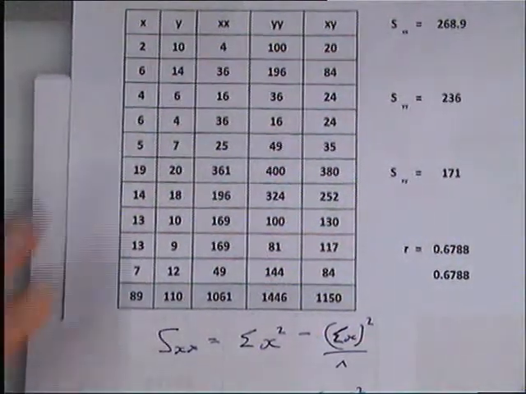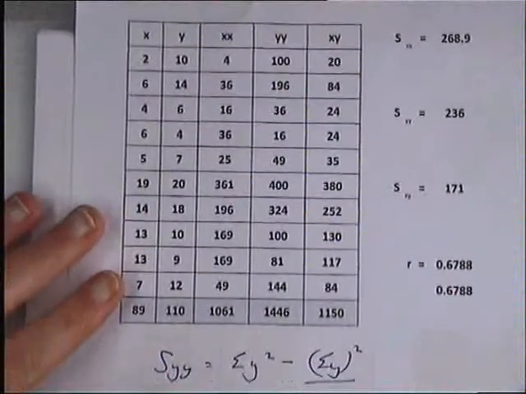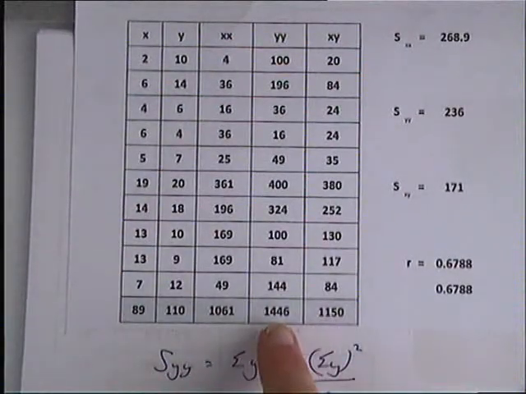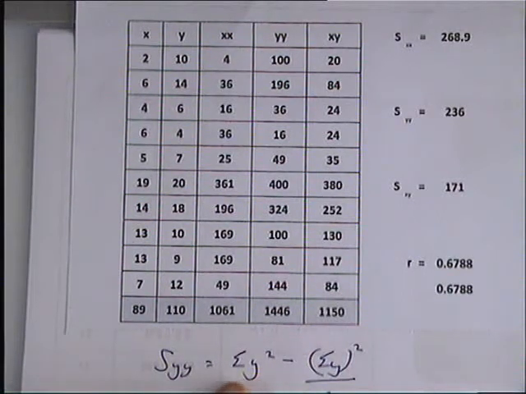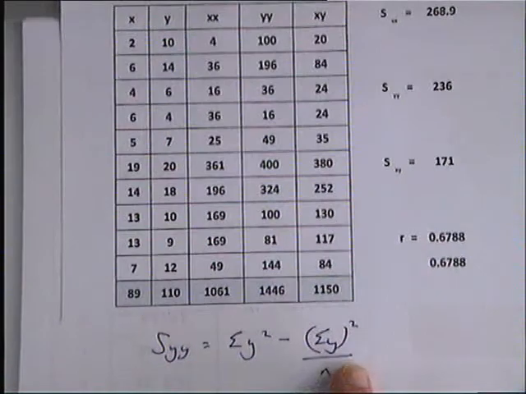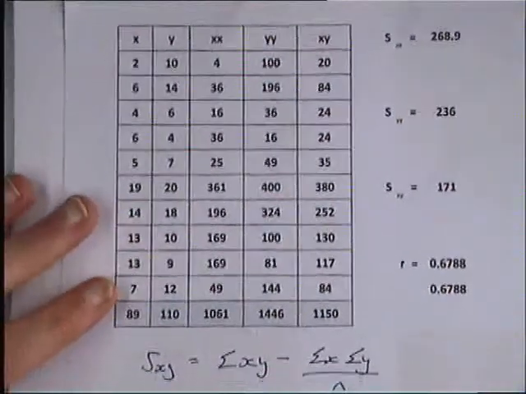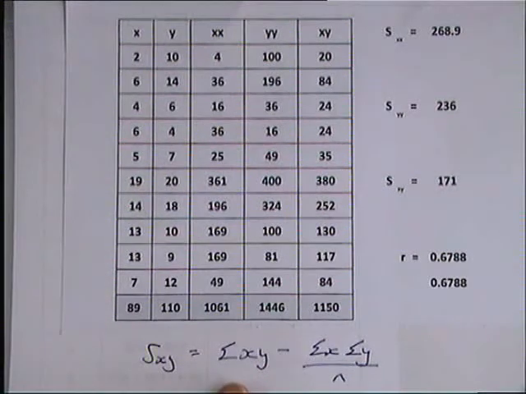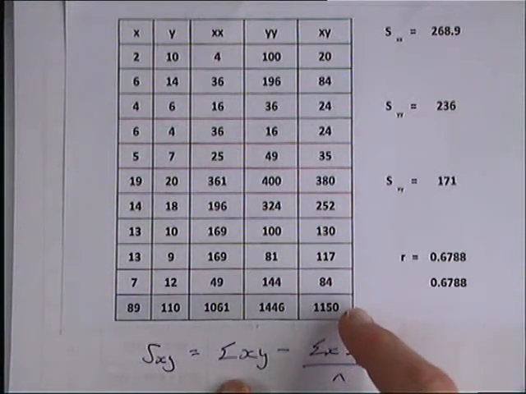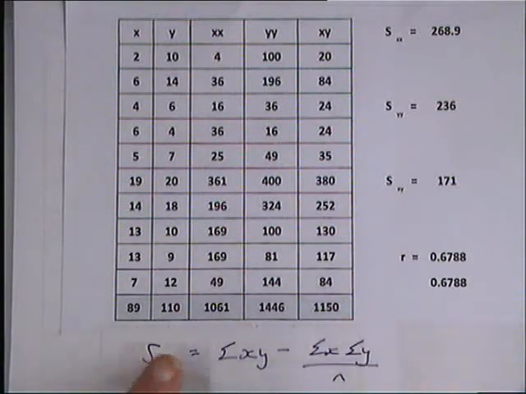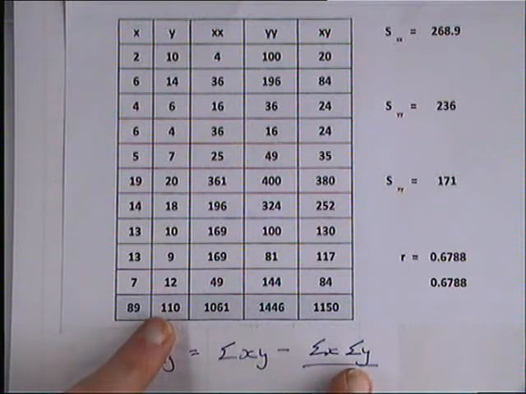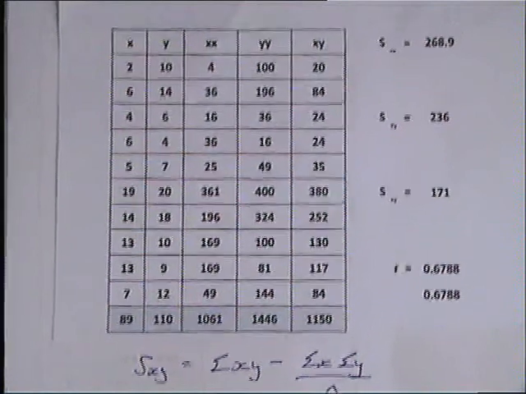The Syy would be the total of the y squared column, take away the total of the y column squared divided by 10. And then the final one, the Sxy, is the total of the xy column, take away the total of the x column times the total of the y column divided here by 10, because there are 10 pairs of numbers.